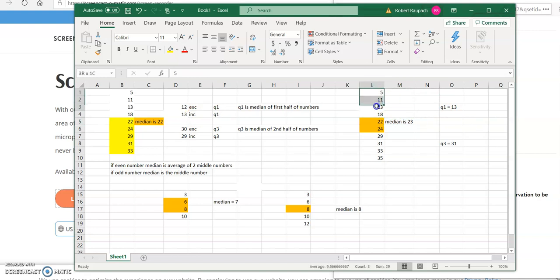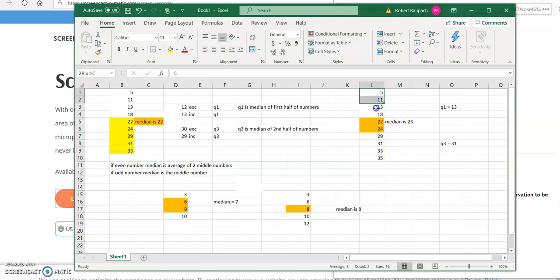You basically take the top 5. If it's split, then you just take the median of the first half, and you take the median of the second half. Since there's 10 numbers, that means if I take the median of these first 5 numbers, it's the middle number, which is 13, so Q1 is 13. And if I take the median of the second 5 numbers, the median is Q3. The middle number of these 5 numbers is 31.